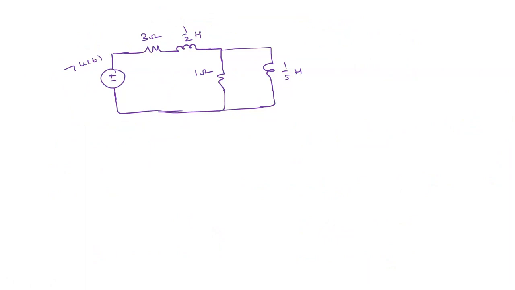Okay, so this is the one. Find V naught of t for t greater than 0, the voltage across that 1 ohm resistor, for t greater than 0.